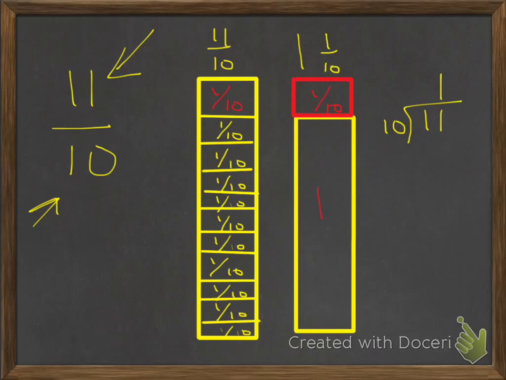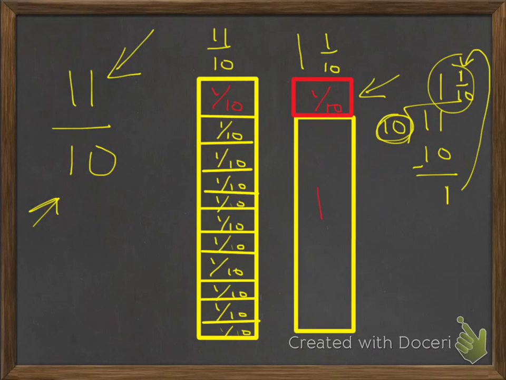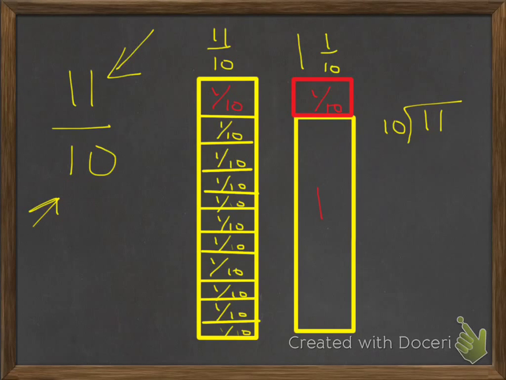I have 1. And 1 times 10 is 10. And I subtract and I get 1. That means that I have 1/10 left over. And so I'd bring that 1 up here. And that 1 is a what? It's a tenth. Okay? So it's 1/10. That's how you change an improper fraction to a mixed number.